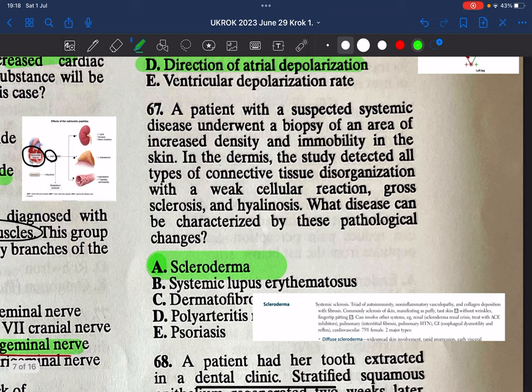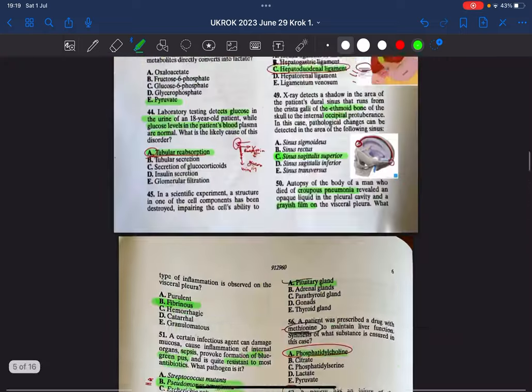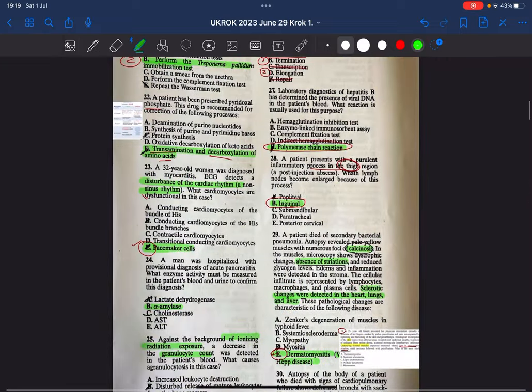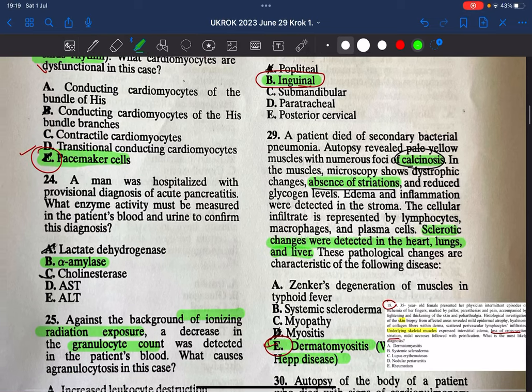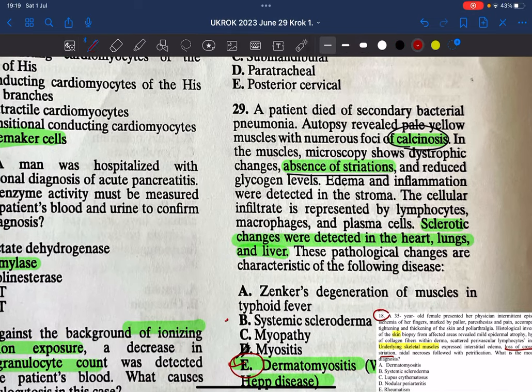Here we see a question about scleroderma. So maybe it makes the question before about dermatomyositis clearer, because here we see how scleroderma will look. In that question about dermatomyositis, the answer may be confused with this one. The answer may be confused with scleroderma because of sclerotic changes.